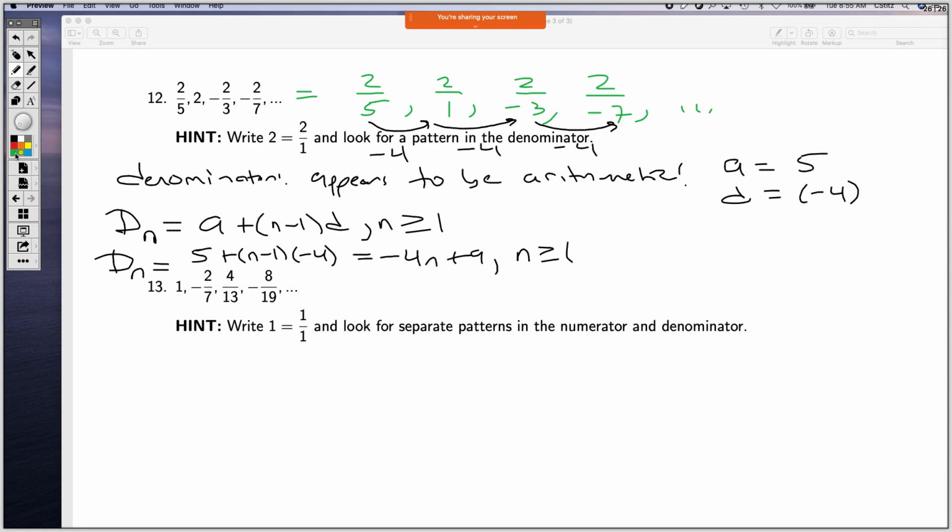And so the pattern for the sequence would be: the numerator is always 2, and the denominator would be -4n plus 9 for n bigger than or equal to 1. So even though the sequence itself wasn't arithmetic, and wasn't geometric, it had an arithmetic part to it. And once again, the best way to check your answer is to start with your formula and start plugging in those n's and write it out.